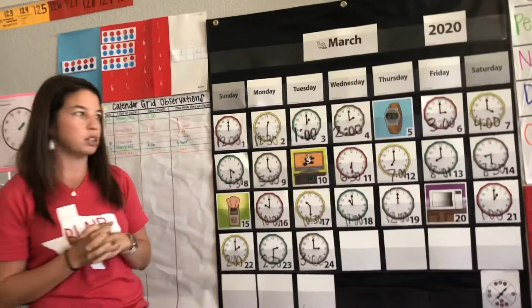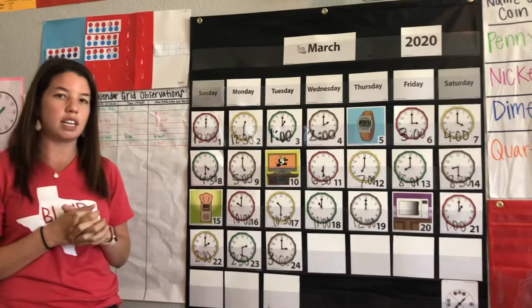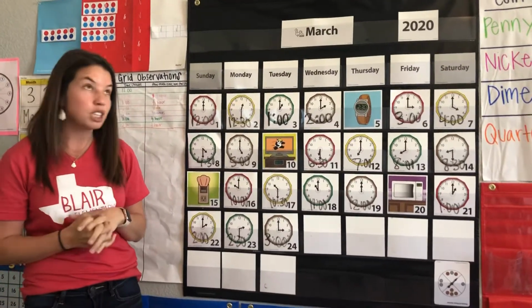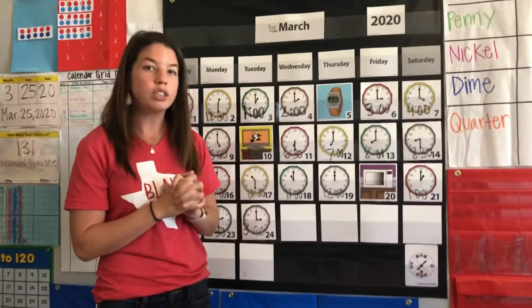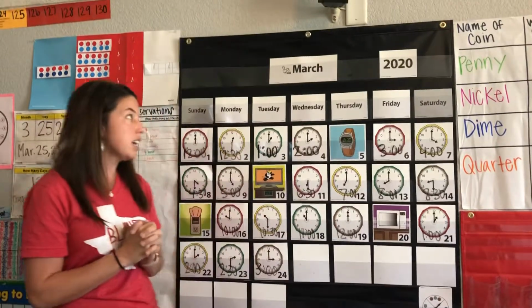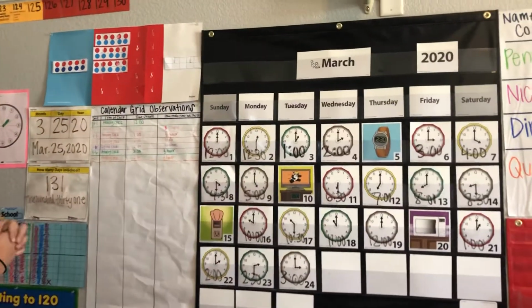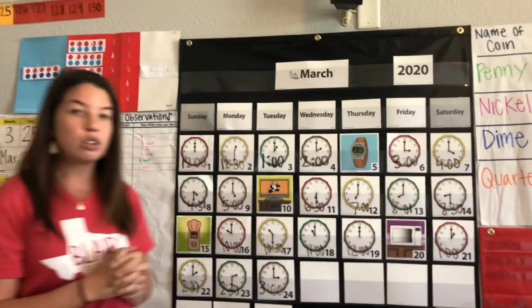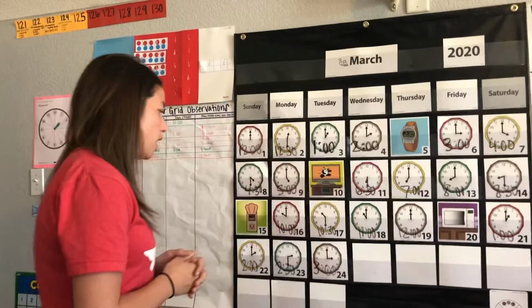What day of the week is it, boys and girls? If yesterday was Tuesday, what day is today? That's right, it's Wednesday. So now we're gonna say the whole date together. Today is Wednesday, March 25th, 2020. That's right, good job.